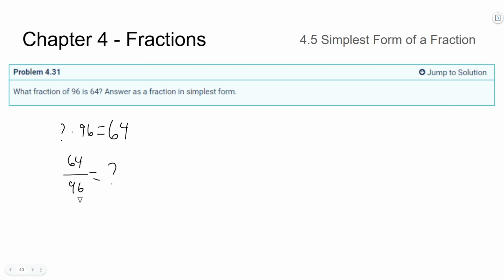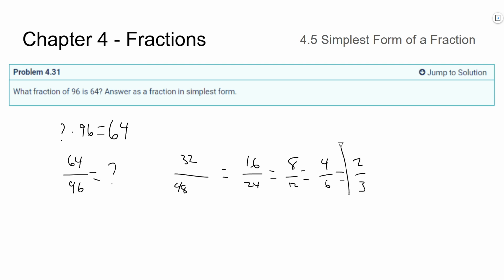So let's see, they're both even numbers, so we can say it's going to be 32 over 48, it looks like. 48, those are even numbers. That's going to be 16 over 24, and that's going to be 8 over 12, and keep going, and 2/3. Looks like that's our answer.